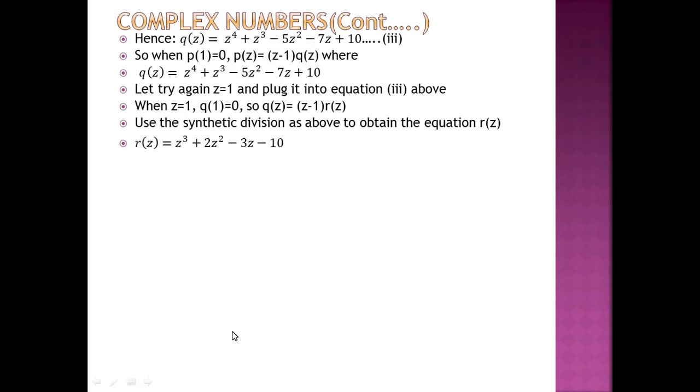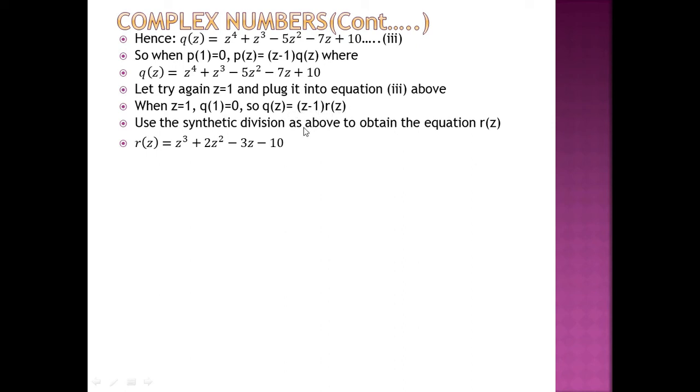So we write the answer. We were looking for q(z). q(z) is going to be z to the power 4 plus z cubed minus 5z squared minus 7z plus 10. This is going to be equation number 3. So when p(1) is 0, p(z) is going to be z minus 1 times q(z), where q(z) is this function. Now let's try again. z equal to 1, plugged into equation 3, which is q(z) now. When you put z equal to 1, q(z) is going to be 0 again. So q(z) is going to be z minus 1 times r(z).